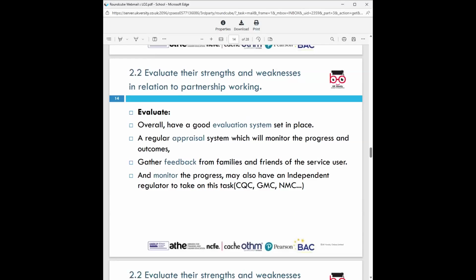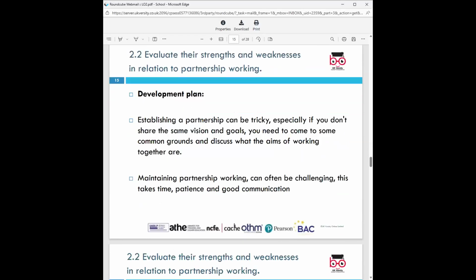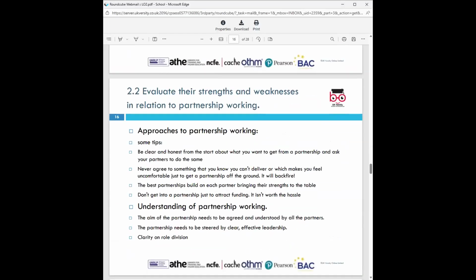And then evaluating. Overall, a good evaluation system is good to have in place. So appraisals, feedback, and monitoring things. It's really, really important that you get feedback and monitor things and evaluate towards the end. And then put together a development plan to establish that you have the same goal at the end of it, and you're working as a team together to make collaboration better and challenging things.